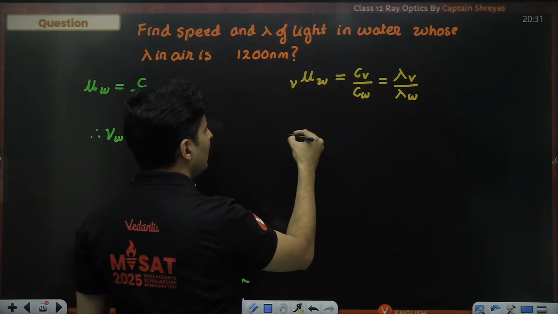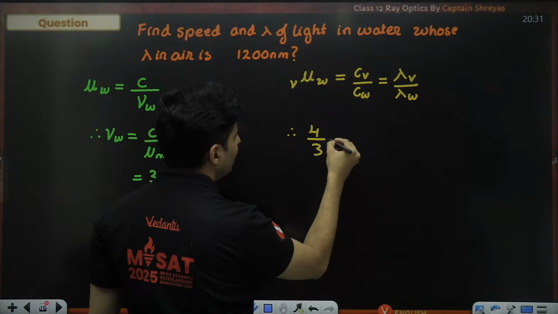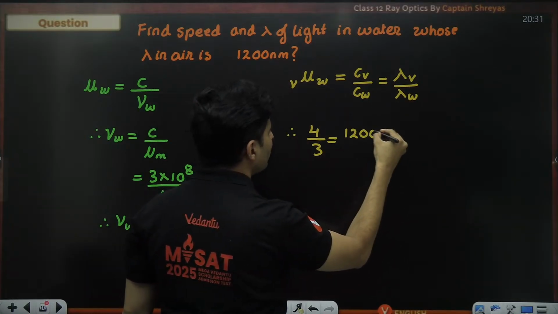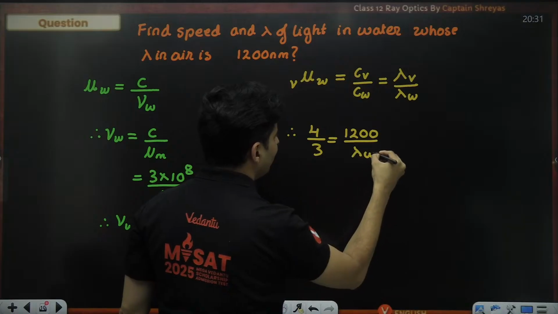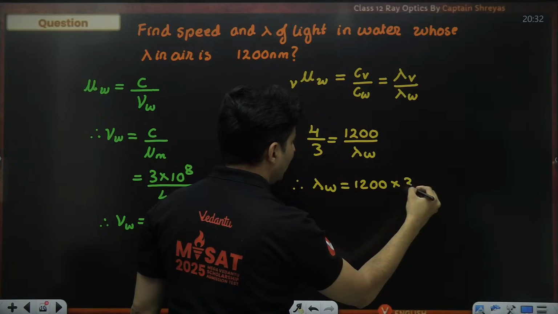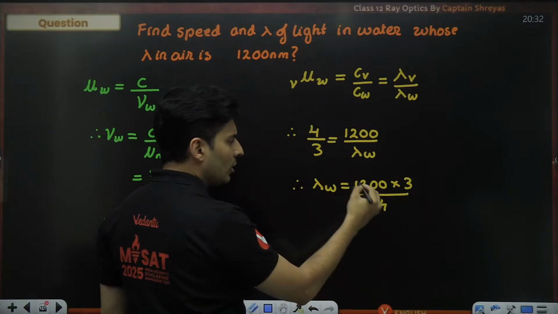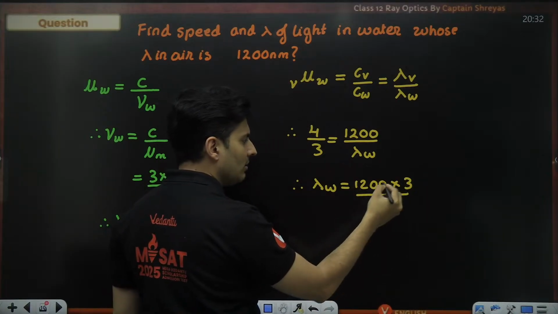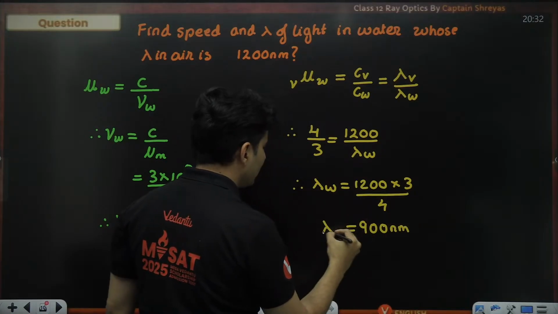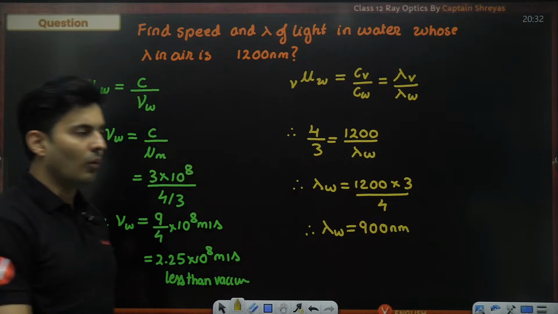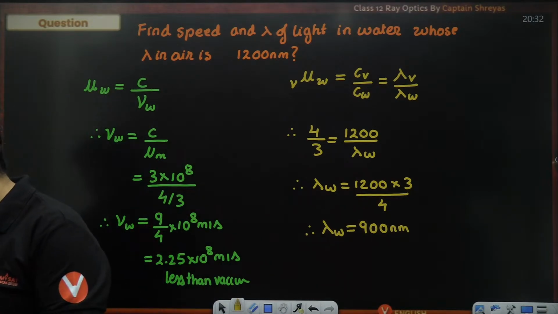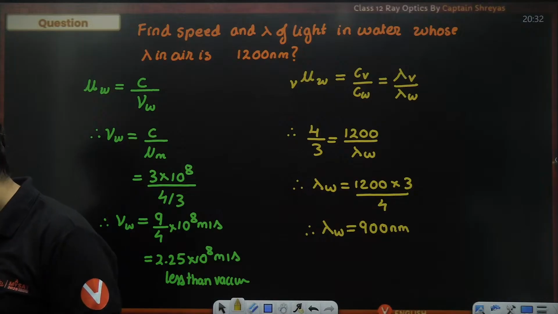So this number I know is 4 by 3. In vacuum, the wavelength is 1200. Wavelength in water is asked. So lambda water will be 1200 multiplied by 3 divided by 4. 4 goes with 12, 3 times. So this will be 300 into 3, which will be 900 nanometer. That is the wavelength of light in water. Is that clear? Okay. Perfect.